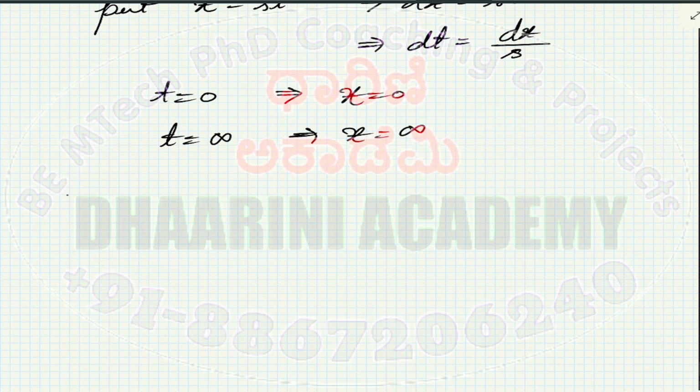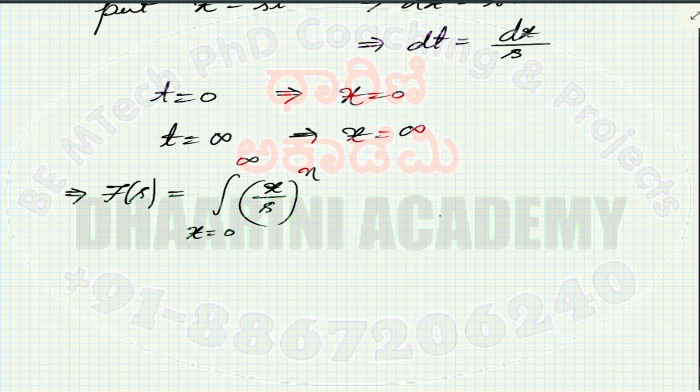Let's continue the Laplace. So that is f of s is equal to, now you see I'm writing the integration, but it is now with respect to x. X is equal to 0 to infinity, right? I'm going to write there is e to the minus st into t to the n was there. So t to the n, t is nothing but x by s to the n, into e to the minus x into dx by s.